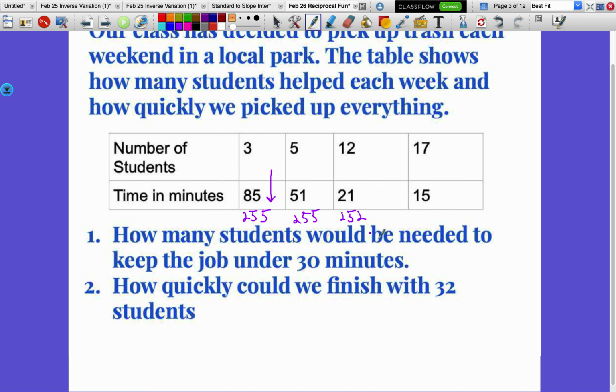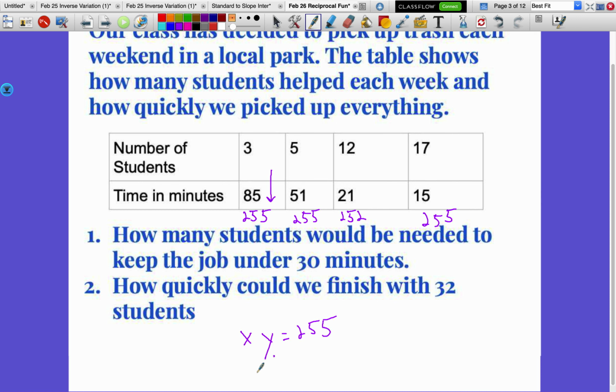So slight change there, but if this is like real world data, we wouldn't expect it to be the exact same number every single week. And then 17 times 15 equals 255. So these numbers are close enough, 3 of them are 255, to say that this data is varying inversely. And that 255 represents how many minutes it would take just one person. There's 255 minutes worth of work to be done, and we can divide that up by however many students we bring. All right, so we can say xy equals 255.